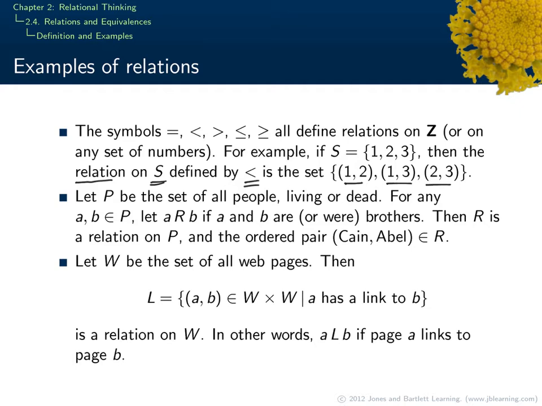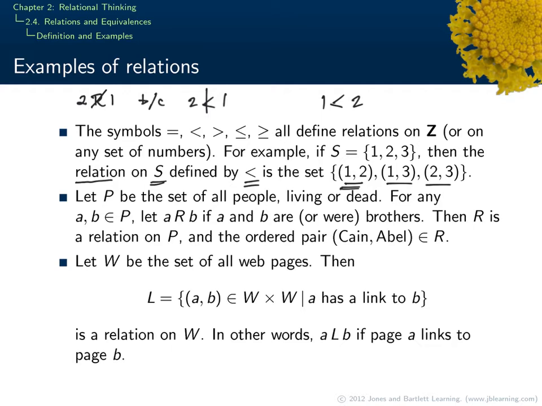Why does it consist of those three ordered pairs? Well, (1, 2) should be in this relation because 1 is indeed less than 2. And similarly, (1, 3) because 1 is less than 3. And (2, 3) because 2 is less than 3. But notice that, if we call this relation R, say, 2 is not related to 1 because it's not true that 2 is less than 1.